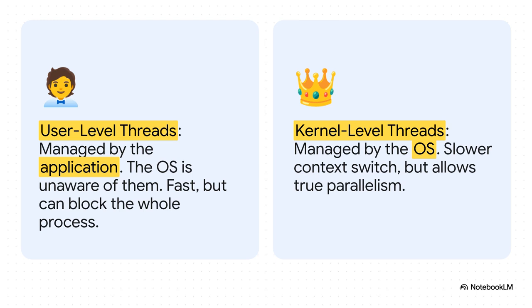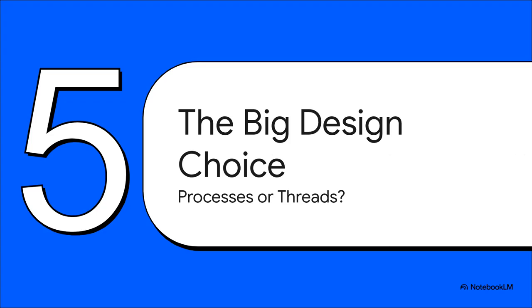Then you have kernel-level threads. This is where the big boss, the OS itself, is the manager. The OS schedules everyone, which is way more robust, but it does mean a bit more paperwork for the CEO, a little more overhead. And all of this leads to the big design choice, the critical question for any software developer. When you need to get more stuff done, do you build a whole new company branch, a new process? Or do you just hire a new employee for the building you already have, a new thread?